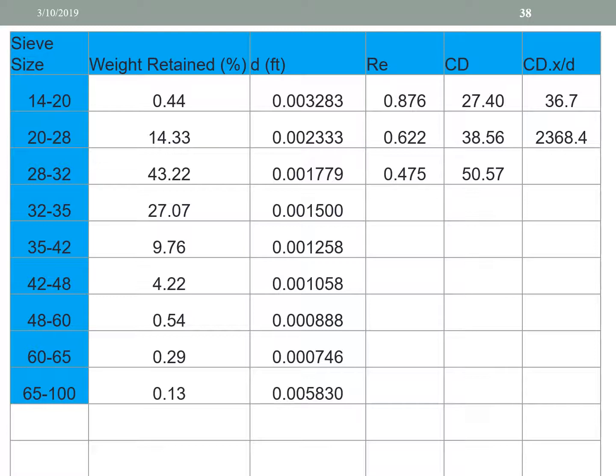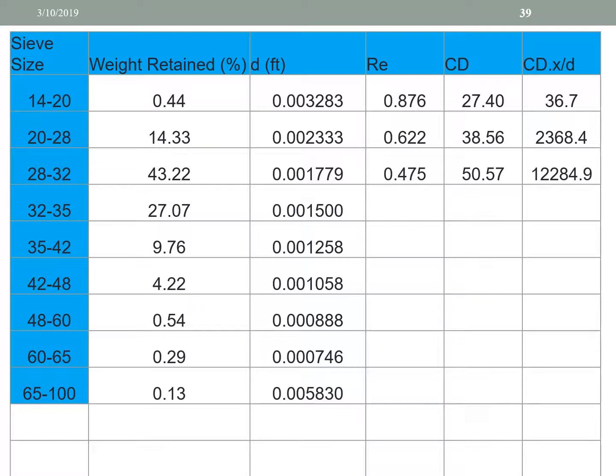And same as the previous one, CD times x over d. CD, you find it here, 50.57, times x from the second column, 43.22 over 100, over d, which again is given here. Diameter from the third row, it will be 1284.9. Same as this one, for any of these numbers, pause your video, try to practice, find these numbers, and then play your video.